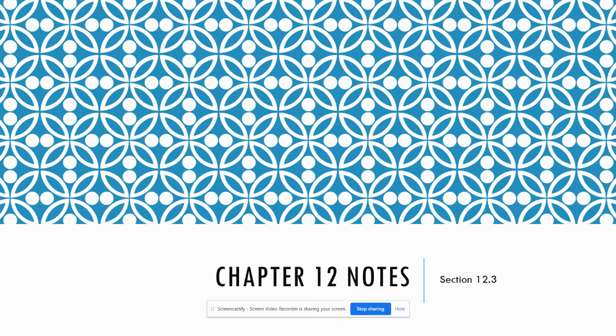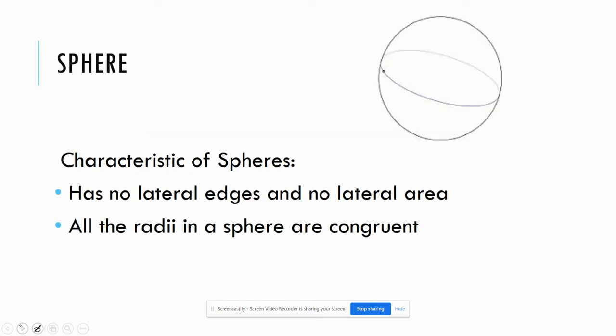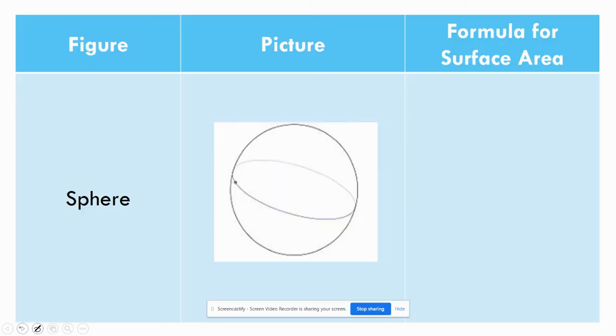Today is going to be another day with chapter 12, and we are going to continue to look at surface area of circular solids. So the last circular solid is a sphere. Characteristics of a sphere: it has no lateral edges. Notice there's no sharp points or anything along those lines. All the radii in the sphere are congruent, just like all radii of a circle are congruent. It's the same thing with this three-dimensional shape.